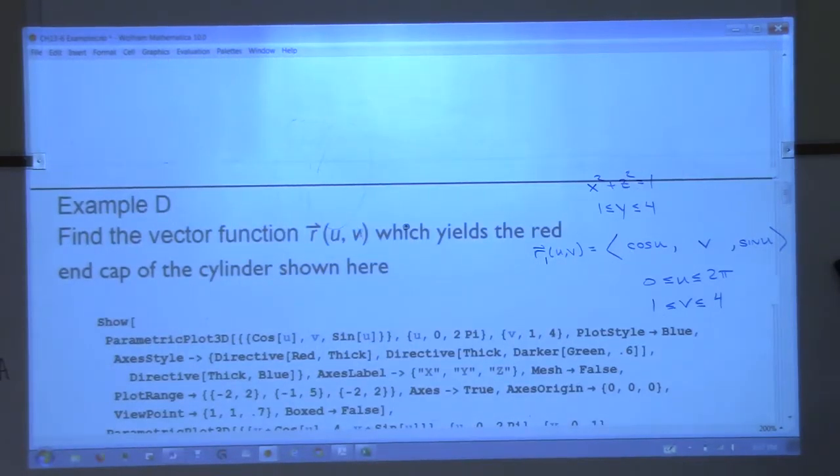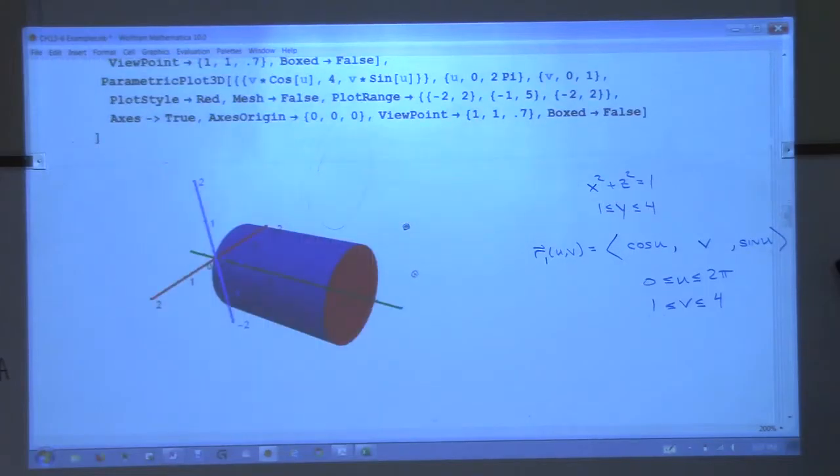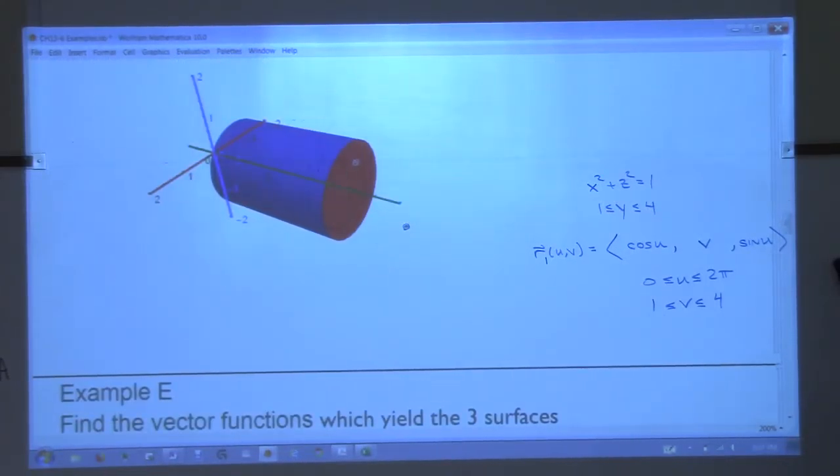Oh, just the end cap. I'm sorry, I just want that front side. I apologize, I just want this piece right here. Oh, so you just want the end cap? Yeah, so we can do this with 2.